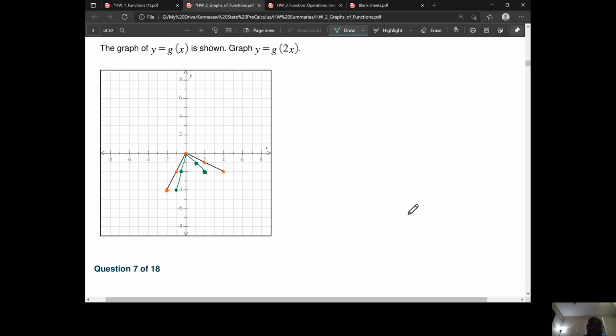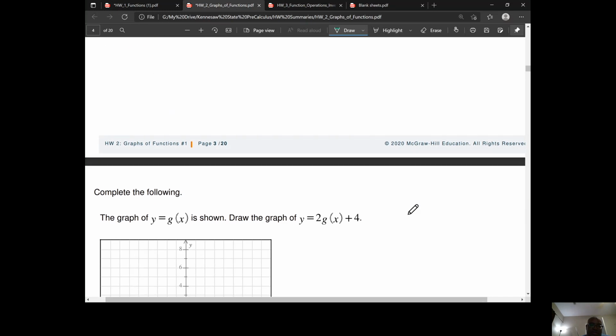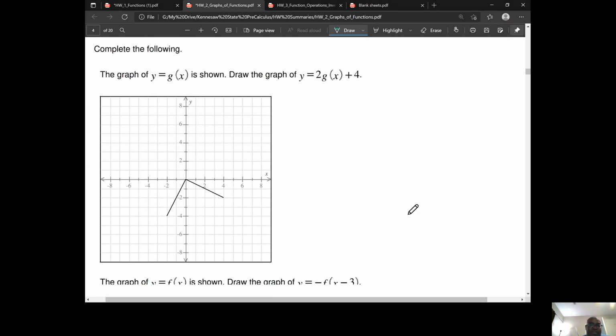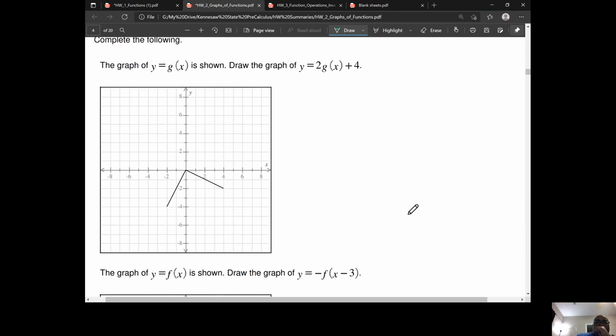Transformations, fun stuff. Number 7, the graph of g of x is shown. Draw the graph of 2g of x plus 4. The 2 is not with the x, so this is a vertical stretch of 2, and then you're shifting up 4.